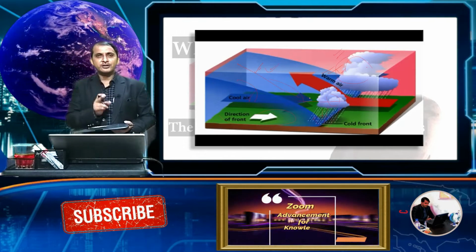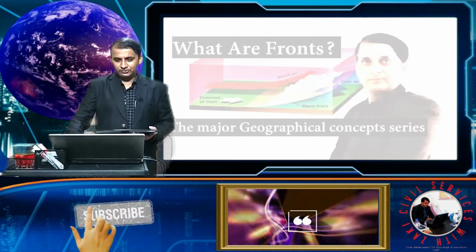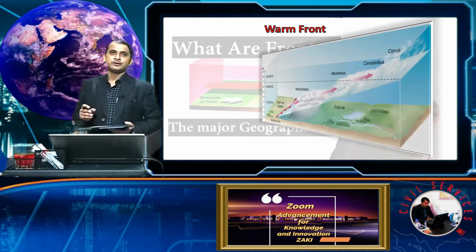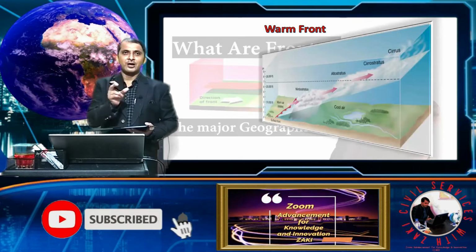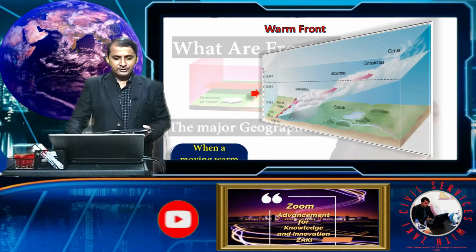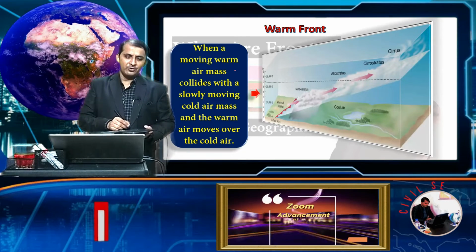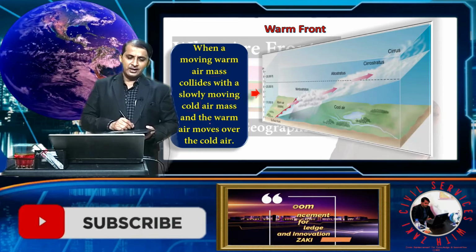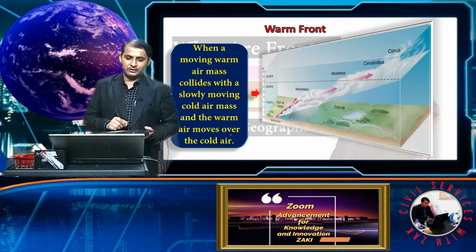So another front is called warm front. See warm front. In this situation, the warm air is moving faster than the cold air. So see here, when a moving warm air mass collides with a slowly moving cold air mass, the warm air moves over the cold air.